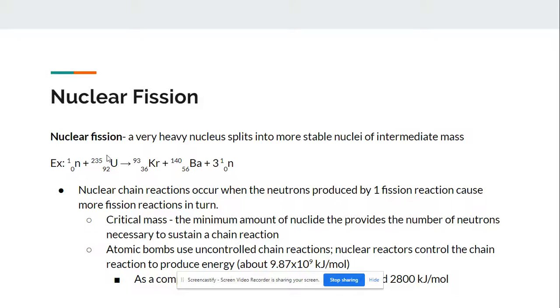So in this example, we can see that we have an isotope of uranium-235 being hit by a neutron, and that's going to cause it to split into a krypton-93 and a barium-140 nuclide, and it's going to give off 3 more neutrons in order to balance out the mass. So this is the kind of reaction that is occurring in nuclear reactors and nuclear weapons.